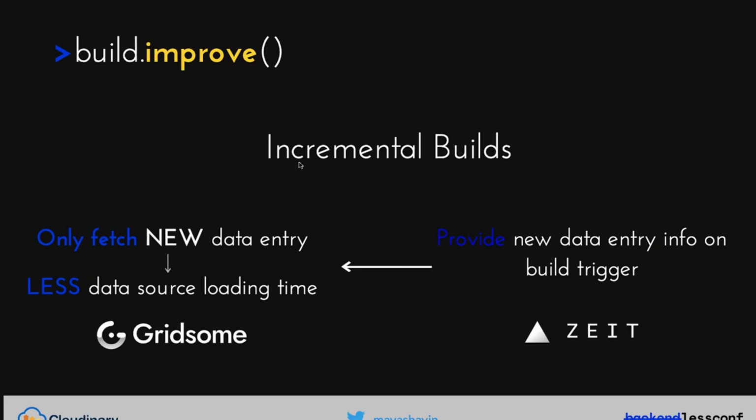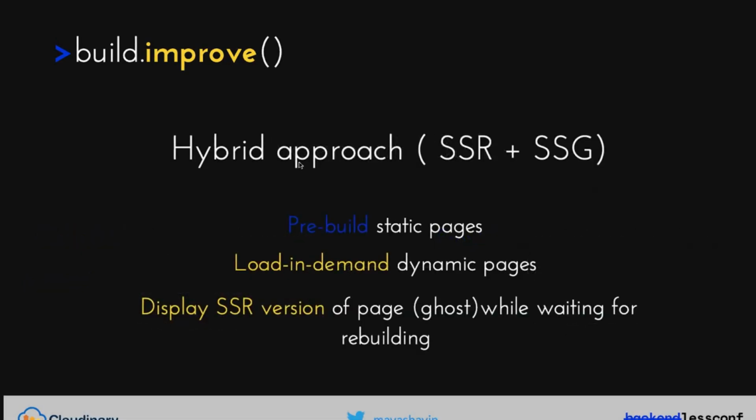The second approach is hybrid. It combines server-side rendering and static site generator. It helps lower the time when you need to pre-generate static pages. You build whatever is static and you load on demand whatever is dynamic. Share the load on the client side and let the build for static pages be as minimal as possible. Or you can also display a server-side rendering version of a page, a ghost page, while waiting for that page to be rebuilt or to be built in the background.